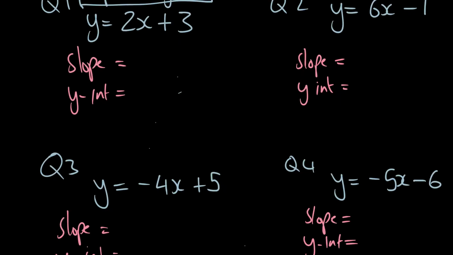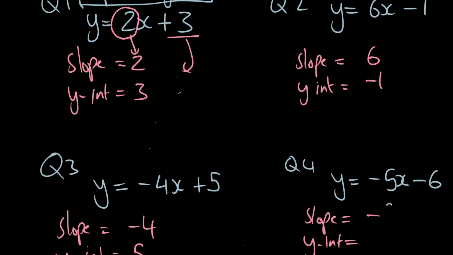Okay, just like we said before, the number before the x is the slope, and the number after the x is the y-intercept. So you can just say 3. Here we have 6 and minus 1. Here we have minus 4 and 5. And here we have minus 5 and minus 6.